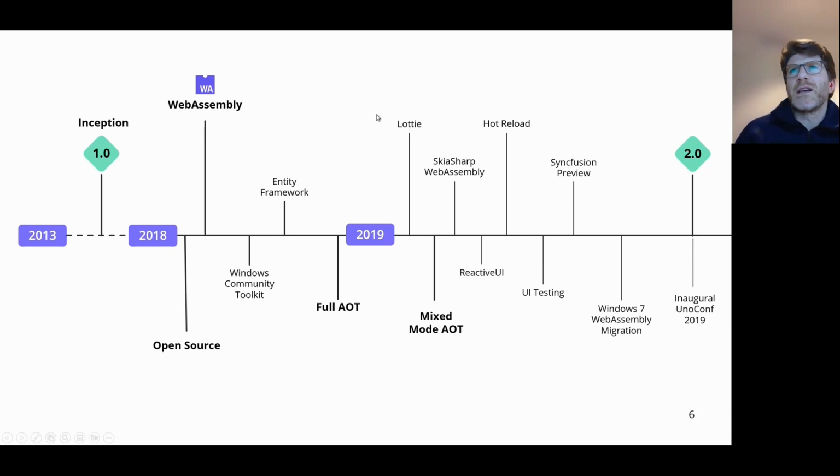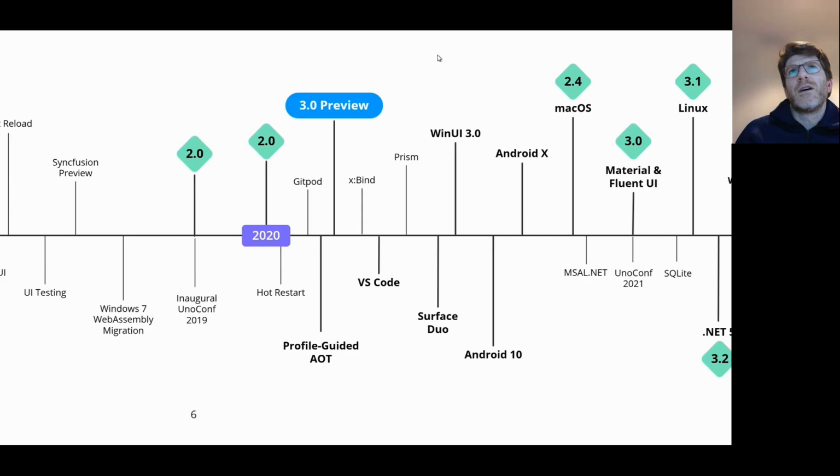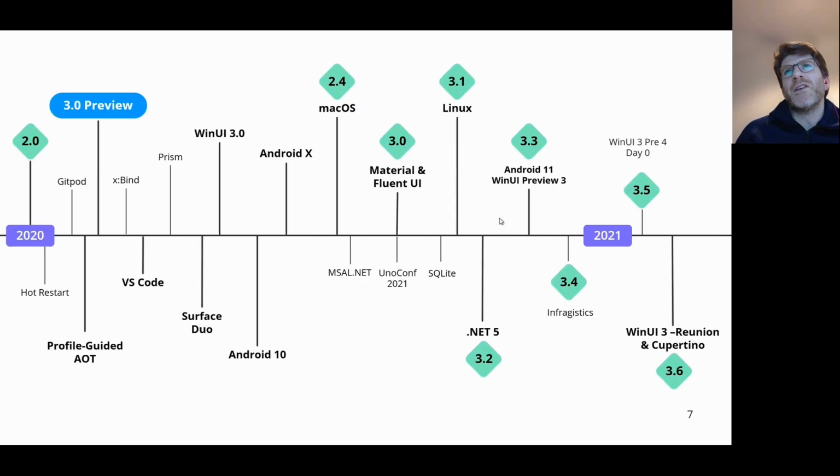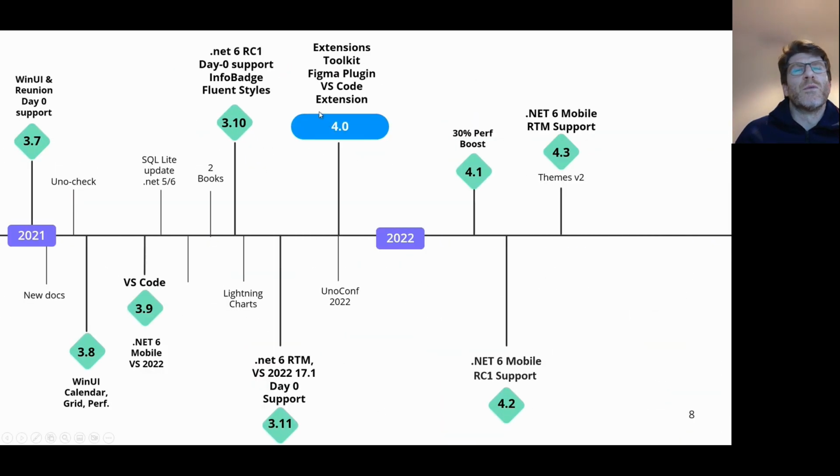And over the course of the last couple of years, we've seen subsequent releases for version 2, version 3, and then last year we saw the release of version 4, which is currently the major version that we're working to. And version 4 brought with it both support for .NET 6, but also a number of these platform-ish experiences like the Toolkit, Figma plugin, VS Code, and the extensions modules that we've been working on.